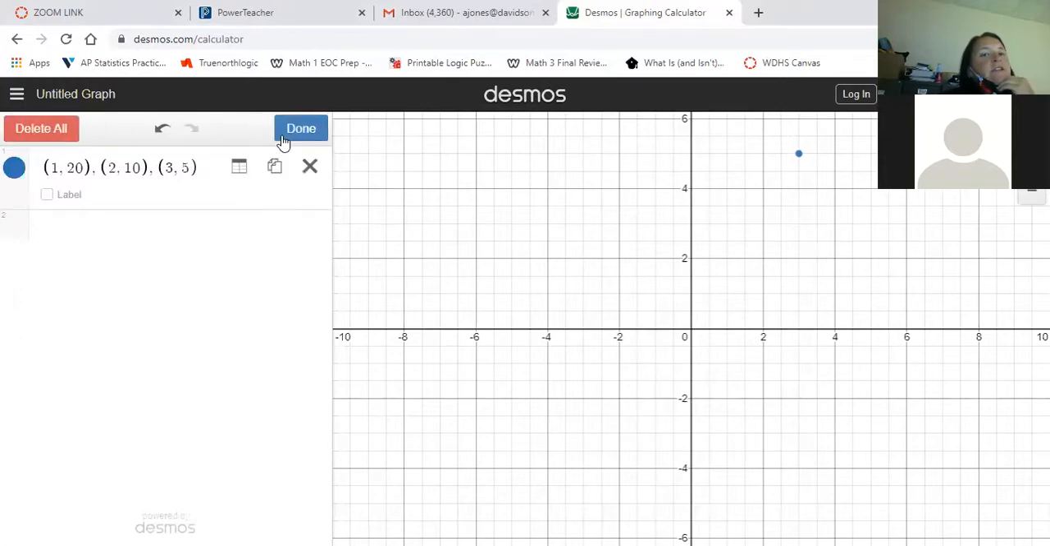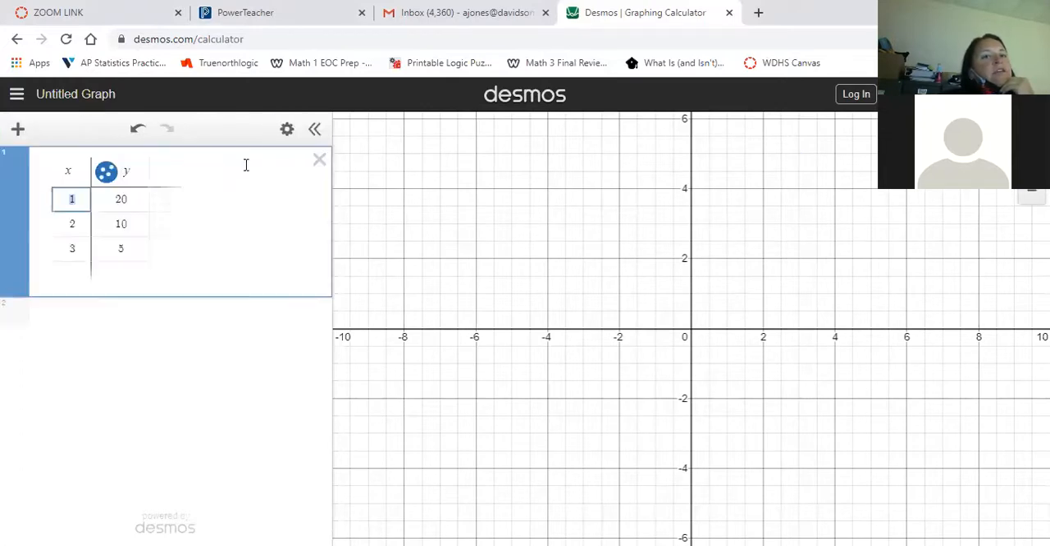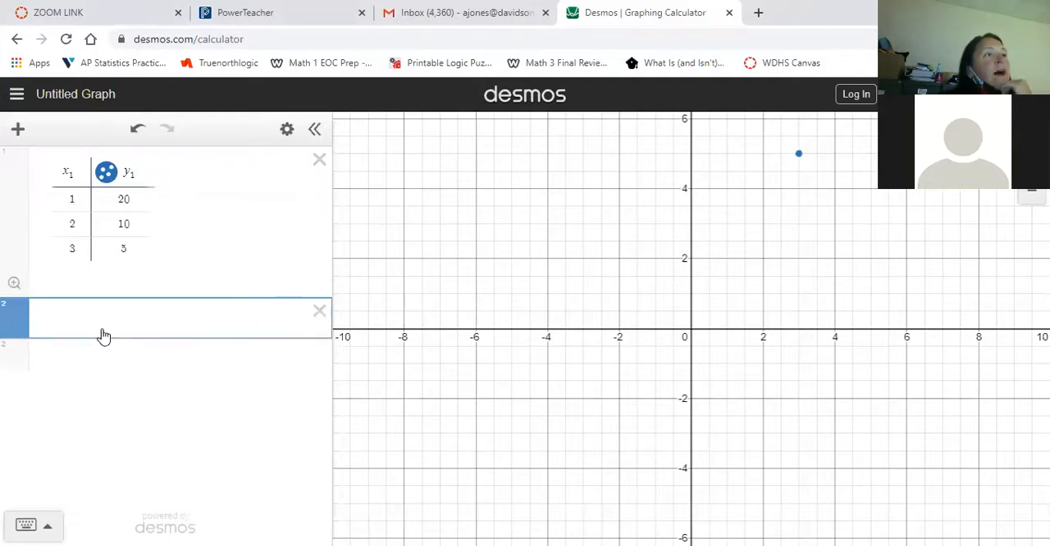You can go up to that little gear, and when I click it, it'll show me a table. But I have to change this to X1, Y1. All right, so one more time. Put in your points, change it to a table by clicking the gear, and then make sure it's X1, Y1.